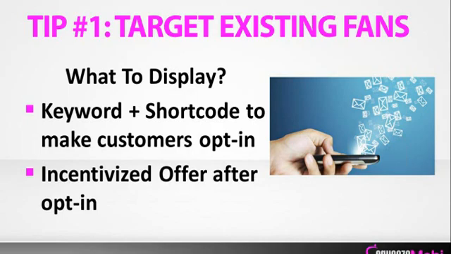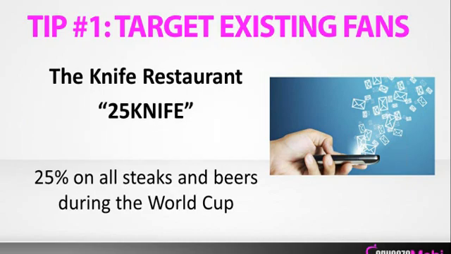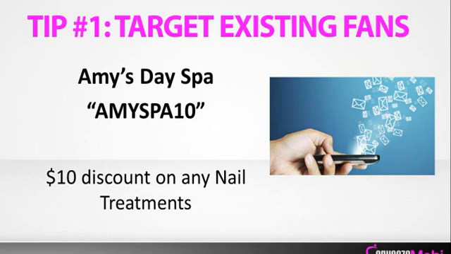Also, an incentivized offer after those people opted in. You want to incentivize those people who are going to opt into your offers, and I'll explain in a bit why you need to do that. For example, for the Knife restaurant, we got the short code 25 knife. It's about 25% on all steaks and beers during the World Cup. So during the course of the World Cup schedule, you're going to give away 25% exclusive for SMS members. For Amy's Day Spa, Amy's Spa 10, that's a $10 discount on any nail treatments or whatever it is that you have agreed with the owner.